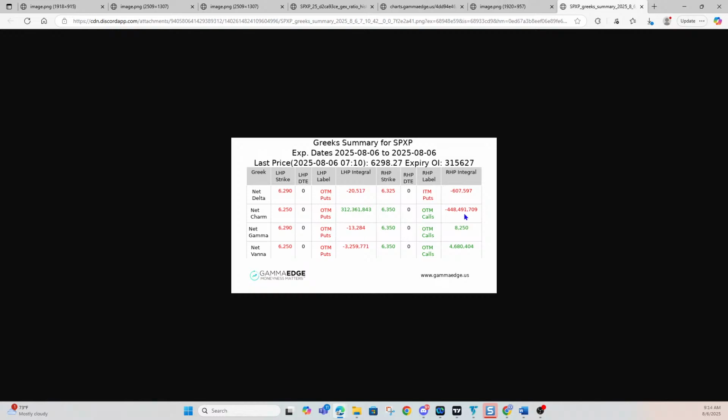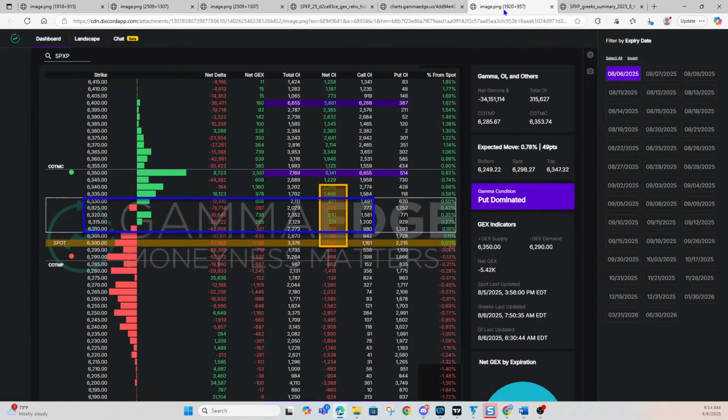And then you see our net charm, the right hand plane out of the money calls are outpacing the left hand plane. 6250 would be supportive via these out of the money puts charm. The out of the money calls at 6350 would continue to be that headwind. So let's go back to that. Again, confluence of the 6350 of those out of the money calls charm as well as COTMC.